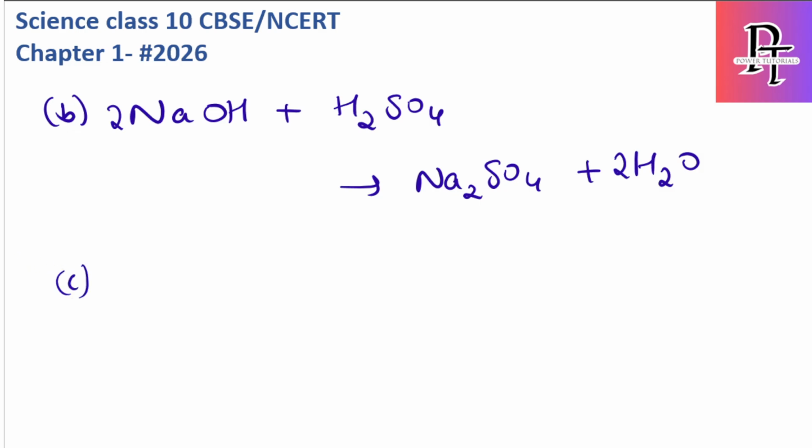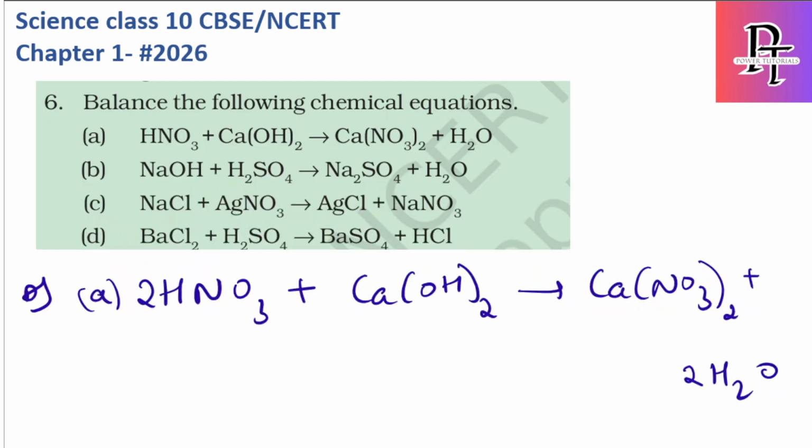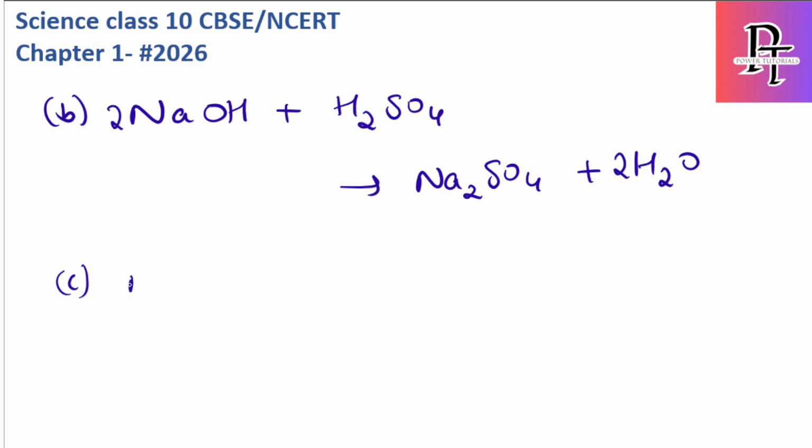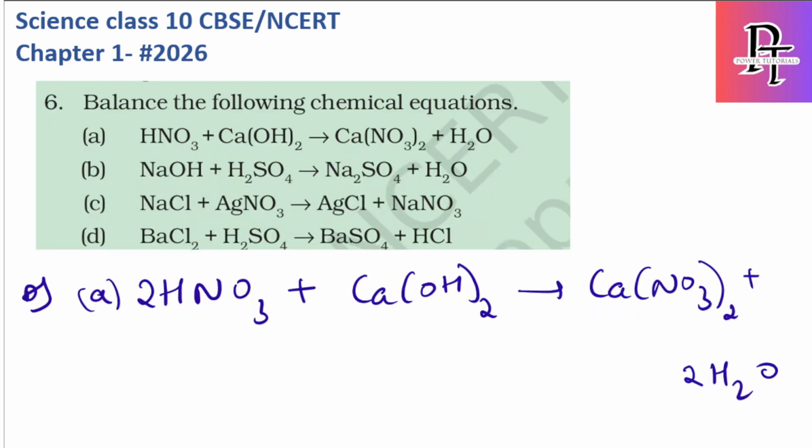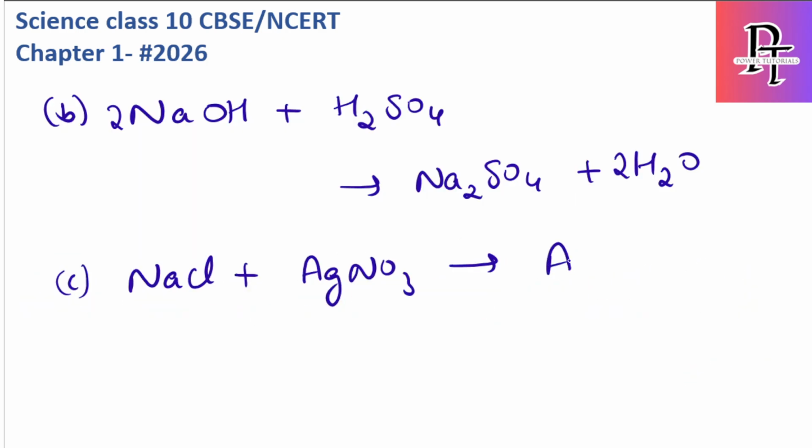Let's see the next one. NaCl plus AgNO3 gives rise to AgCl and NaNO3. So if you notice, all are already balanced because NO3, Ag, Na, Cl. It is already a balanced chemical equation, so no need to do anything.